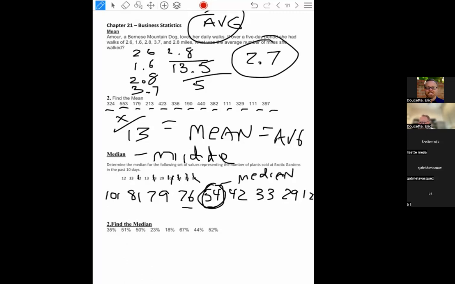Now, the next number set, I actually did it where I used an even number. So there's 1, 2, 3, 4, 5, 6, 7, 8. There's 8 numbers in this set. So I'm going to go ahead and do the same thing. I'm going to put them in order.